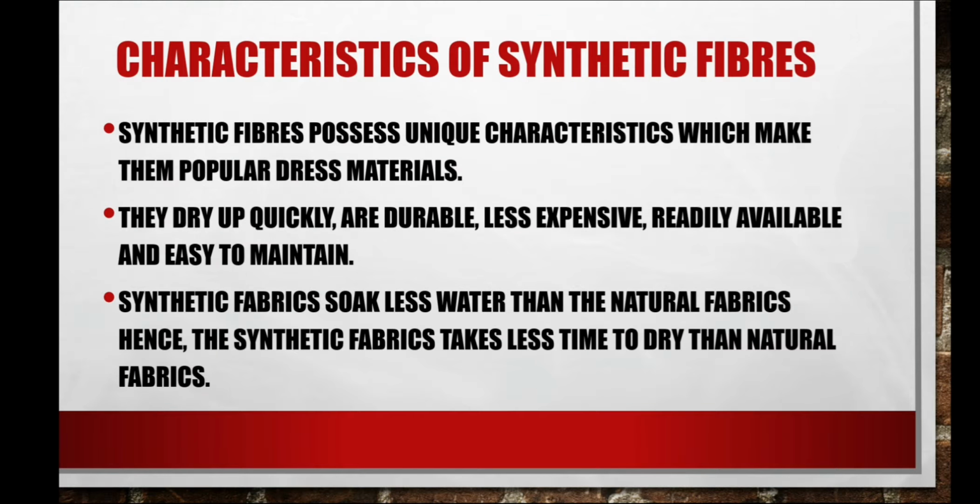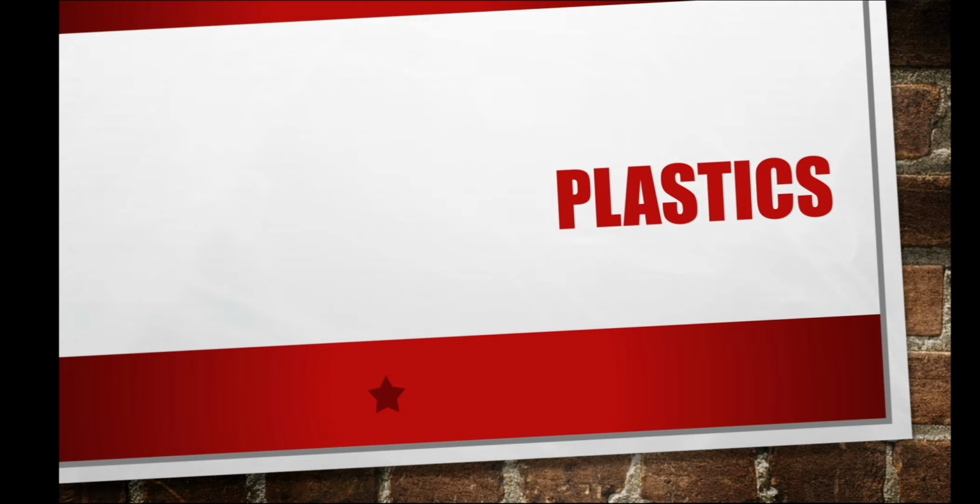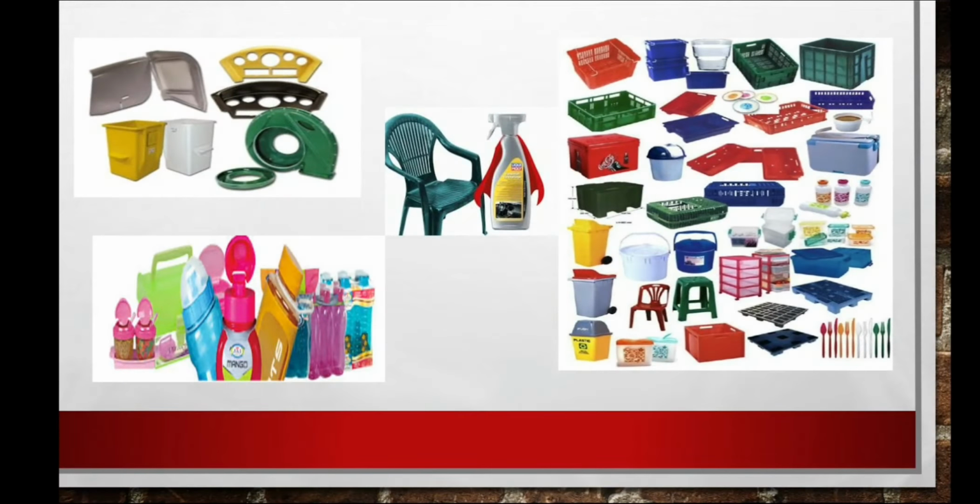Now, we are going to discuss the next topic in this chapter, that is plastics. You are familiar with many plastic articles used in day-to-day life. Can you make a list of such items? You can see the items in this picture. What are they? Water bottles, chairs, storage boxes, kitchen utensils, etc. are made by using plastic.